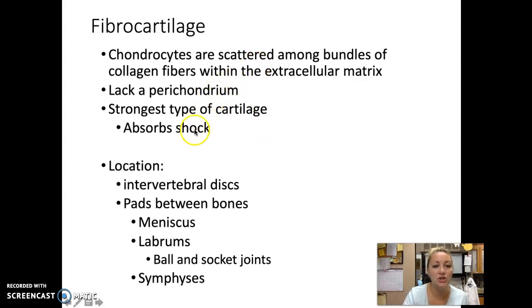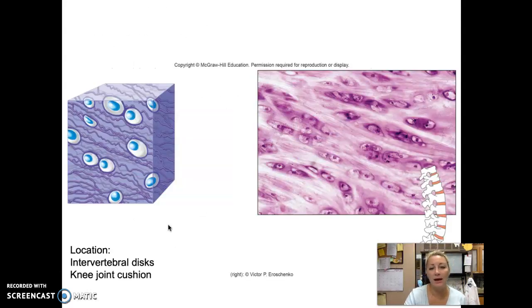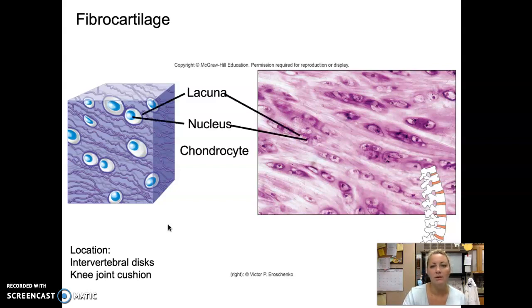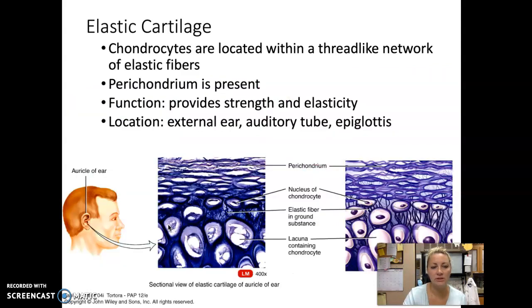Fibrocartilage, absorbing shock. Big thing being your intervertebral discs, okay? The meniscus, your knee, your kneecap, okay? Don't really have a good way, I don't have a saying or something to remember this one. I may have to do a second video. We shall see.